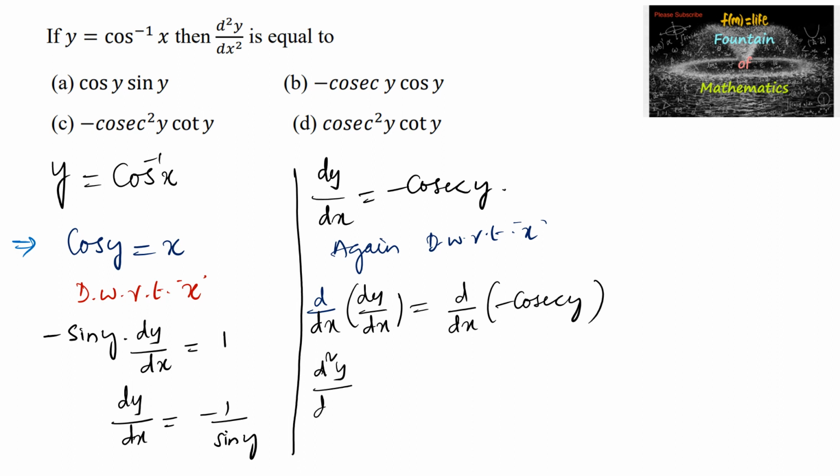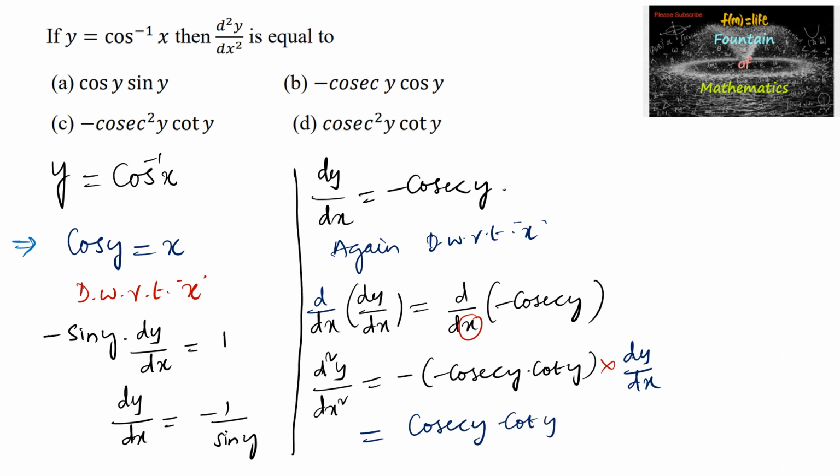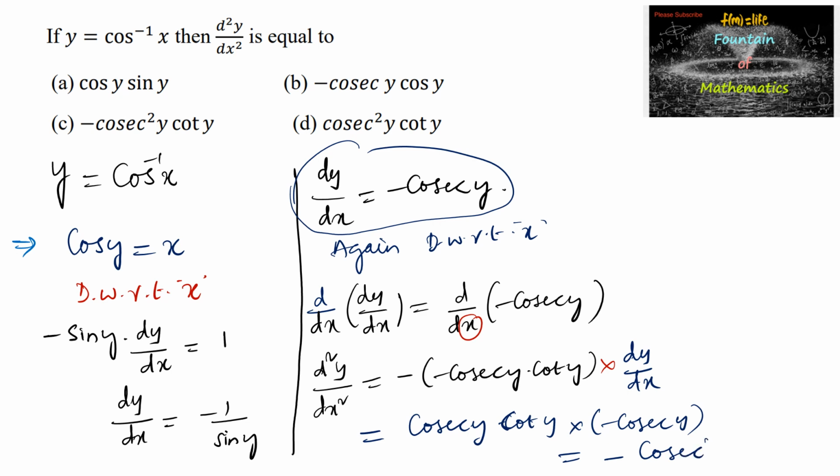so that is d square y by dx square is equal to differentiation of cosecant is minus cosecant into cot, so we can write minus of minus cosecant y into cot y, and since the differentiation is with respect to x, so we can write into dy by dx, which is equal to cosecant y into cot y into, again dy by dx is minus cosecant y, so we can write into minus cosecant y, or we can also write negative cosecant square y into cot y, which is our option C. So we can go with option C.